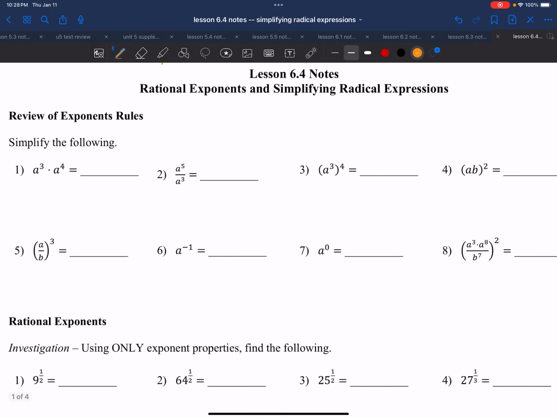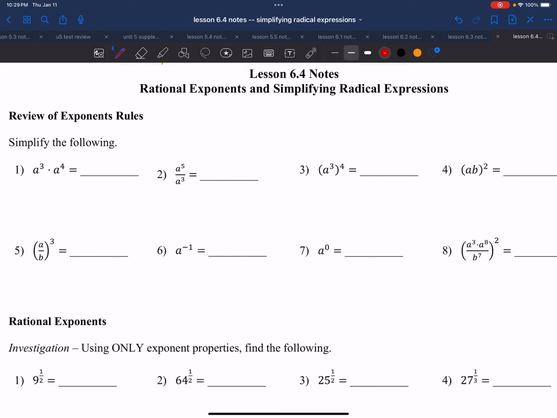This is just the warm-up I'm assigning in class, which is a review of exponent rules. Hopefully we remember most of these. Fingers crossed for all of them? Here's hoping. But I'm going to briefly talk about these. If you need to review exponent rules, I either have another video up or you can just look online. Just ask and I'll point you in the right direction.